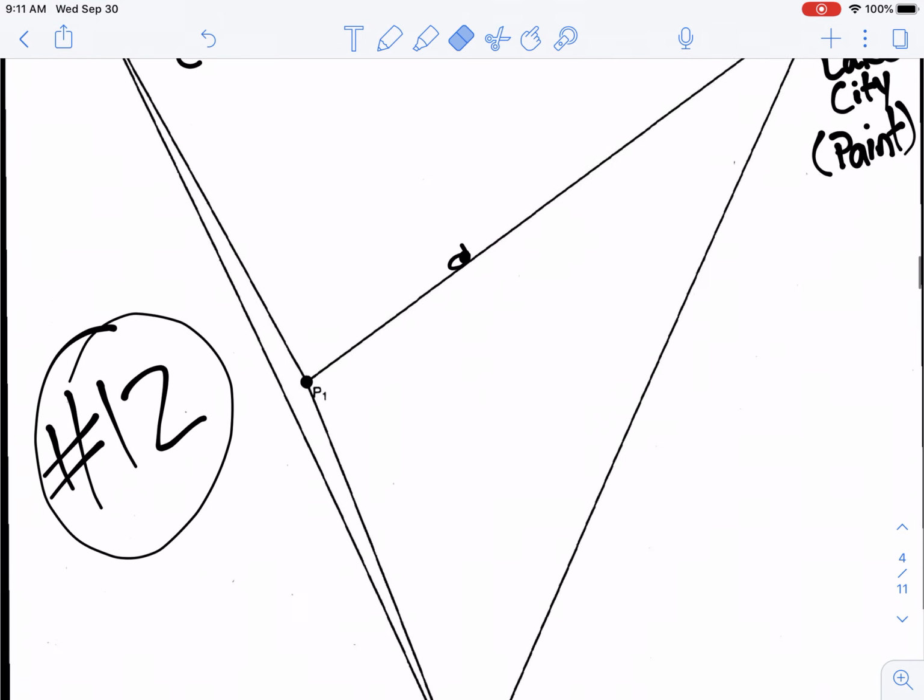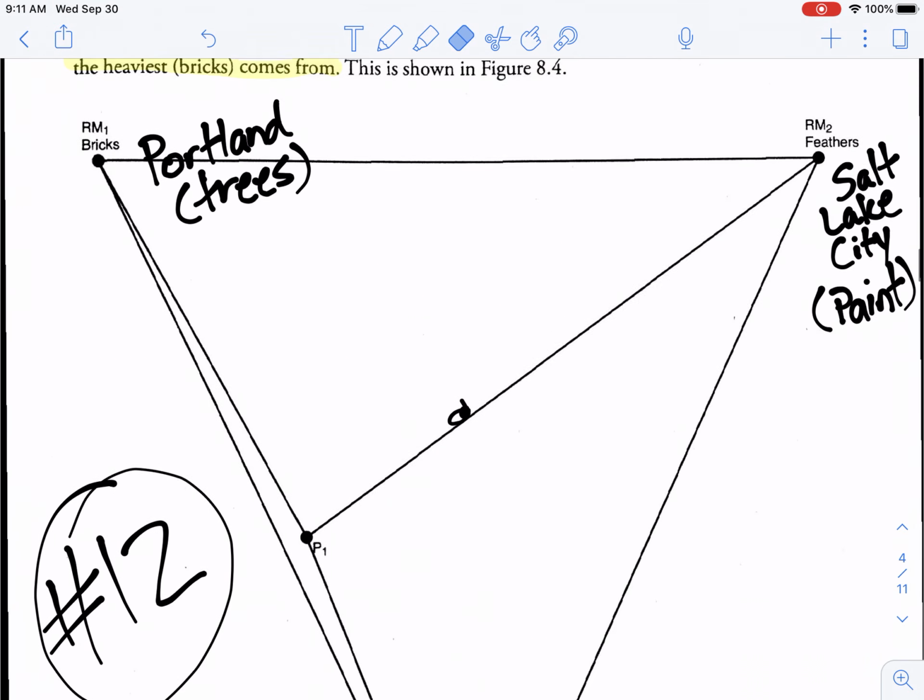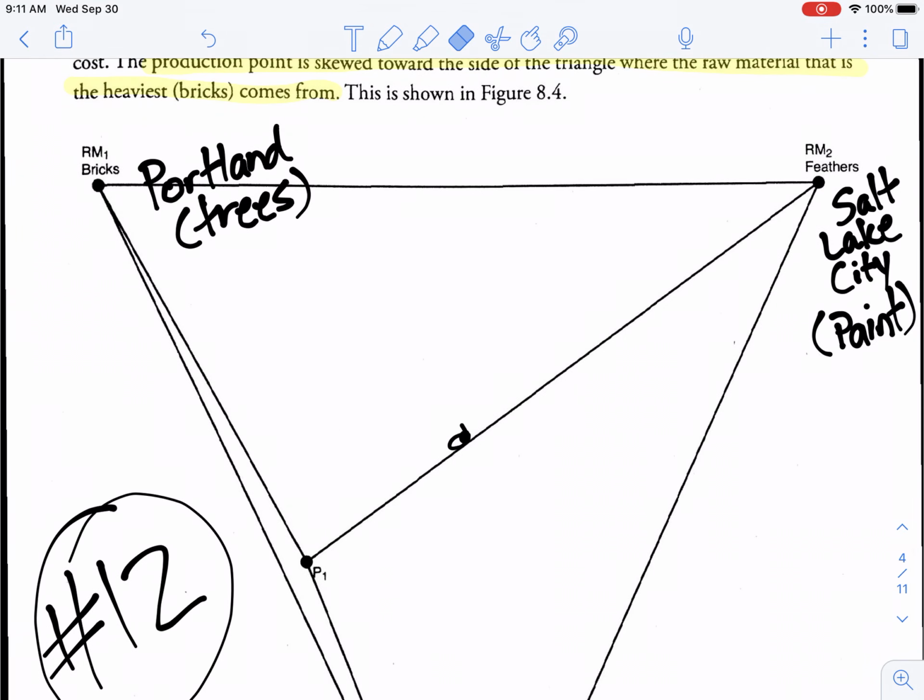So really we're looking at this diagram where we have Portland is one raw material, it's got the trees. Salt Lake City is another raw material, it has the paint.